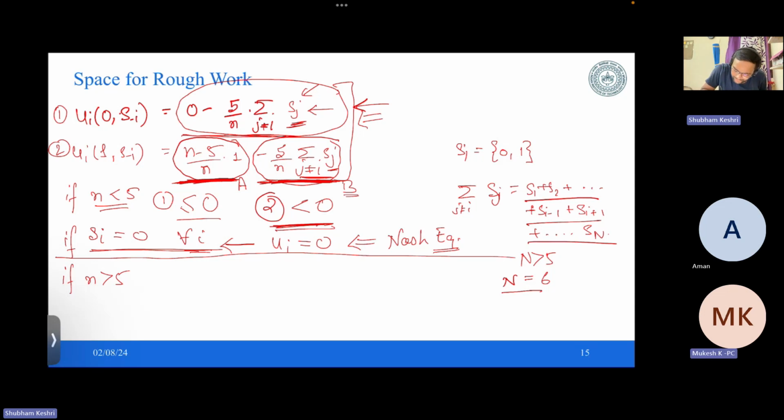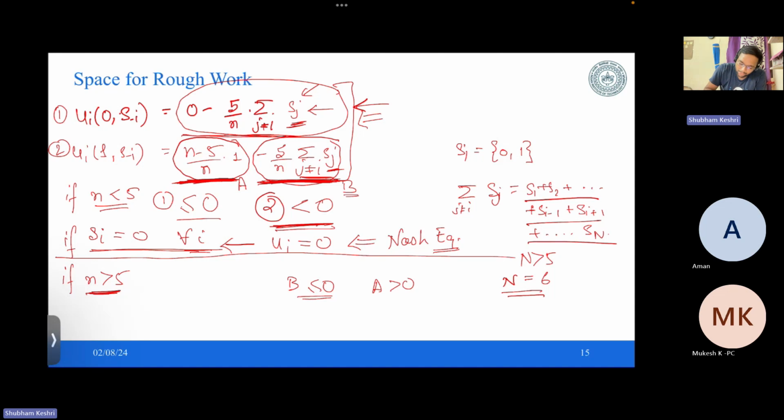Okay. So this term will either be 0 or it can be negative. Term B will either be 0 or negative. Term A will always be positive because n is greater than 5, right?